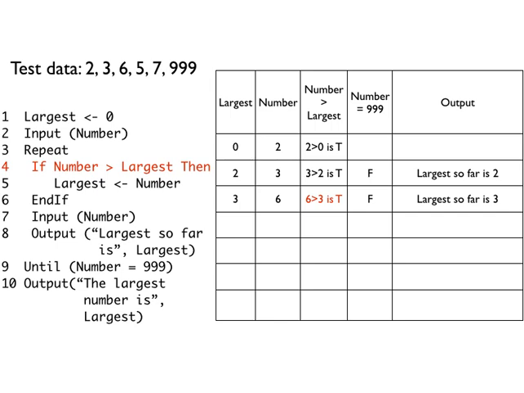And then we check the case again. If the number which we inputted before, which is 6, is greater than 3, which is true, then the largest becomes 6. We then input the next number, which is 5. The largest output so far is 6. Keep going until it equals 999. That's still false, so we loop around again.